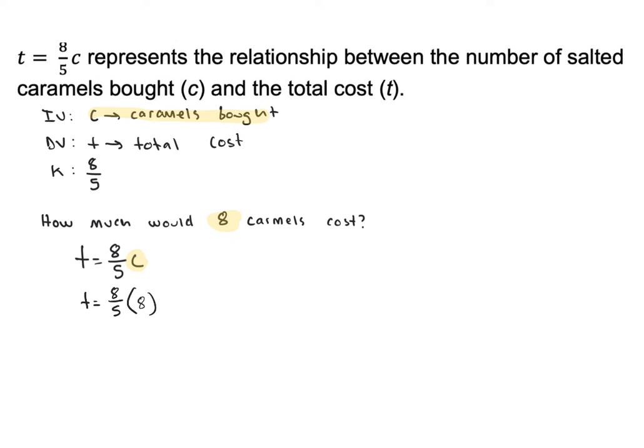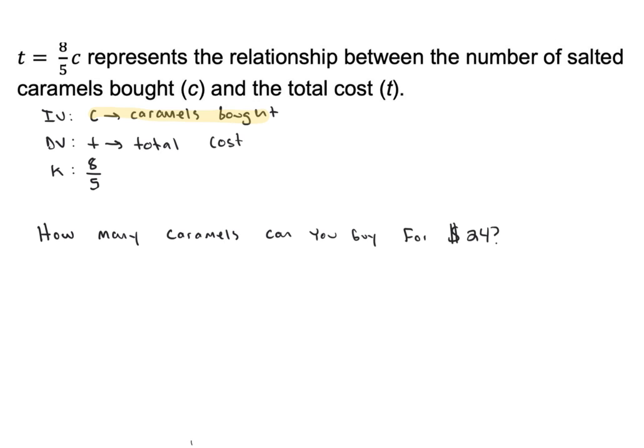Now, if you don't like fractions, 8/5 is just 8 divided by 5. So another way you could write that is T is equal to 1.6, or $1.60, times 8. And what that means is that T is going to equal $12.80. So you'd say the total cost would be $12.80.